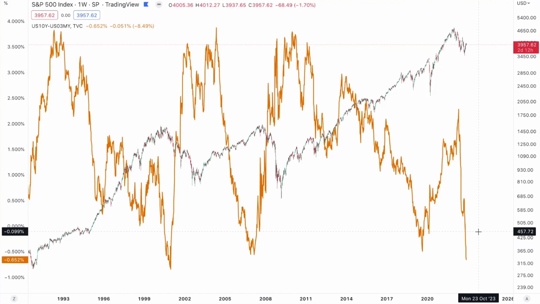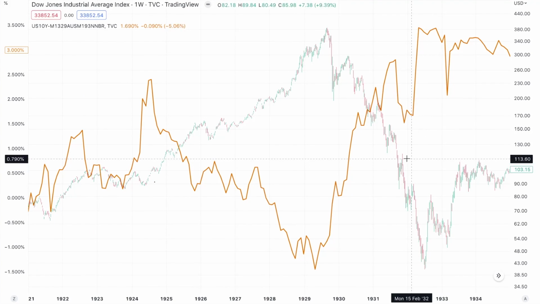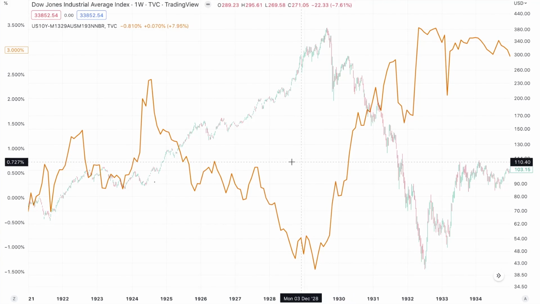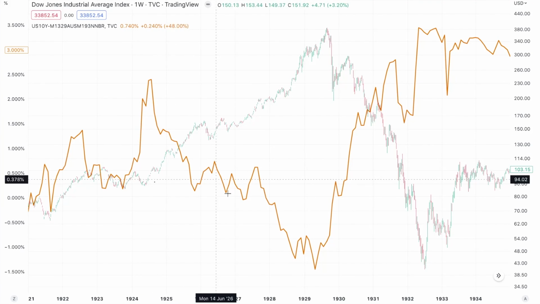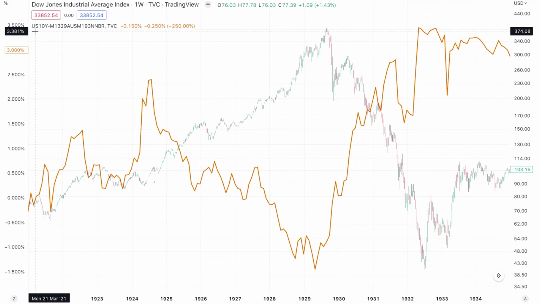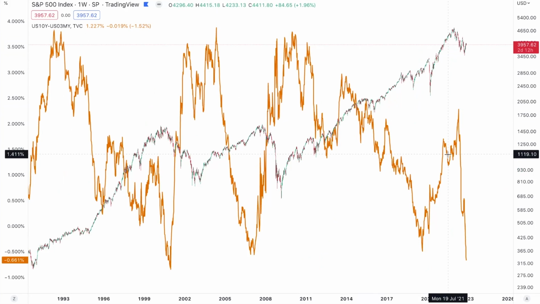So what we want to do, if we really want to compare the 1920s to today fairly, well, we have to look at the yield curve leading up to the Great Depression. There's not much data on the yield curve going back to the 1920s, but this is a chart that I was able to find. It's the 10-year minus the 3-month yield curve. So the same yield curve that has just inverted in the second half of 2022.